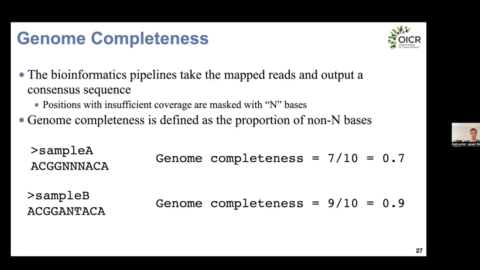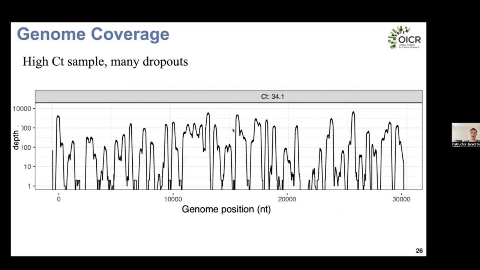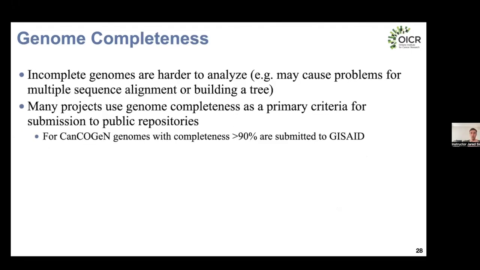This one, there was only 1 ambiguous base. So our genome completeness would be 90%. And this is crucially tied to this coverage plot here. And the completeness is essentially the amount of positions that are over this 10x line here. So the reason that we care about this is that incomplete genomes are going to be much harder to analyze. For example, it's going to be harder to place a genome on the phylogenetic tree. Incomplete genomes also tend to have more sequencing errors.